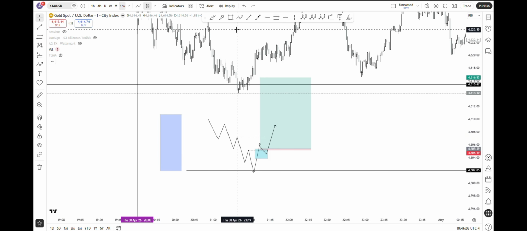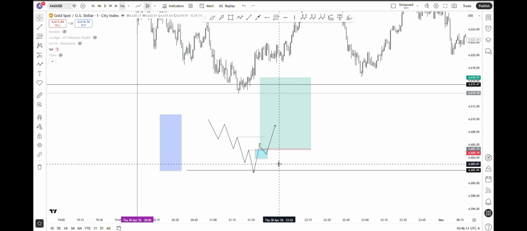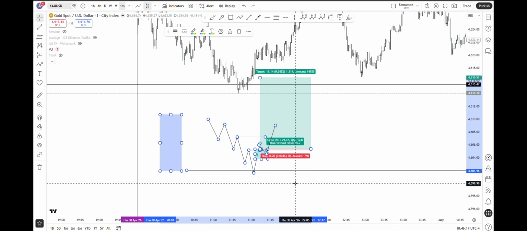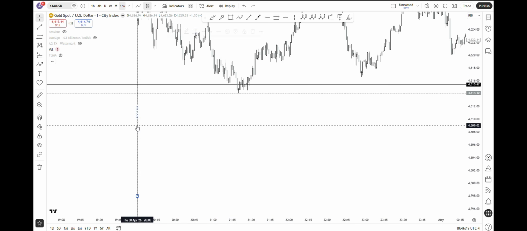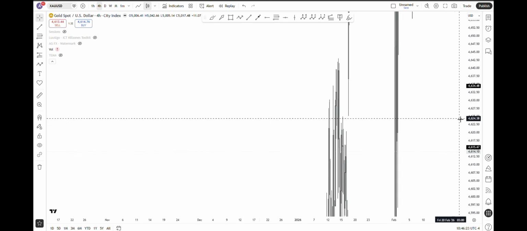But you have to follow these rules, and only then are you going to get a high probability setup and make a good amount of profit using this particular strategy. Okay guys, I hope everything is clear about what we are looking at, and that's all. This is the strategy. Now let's see some examples of this particular strategy.